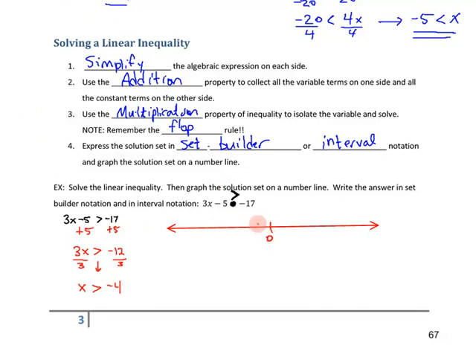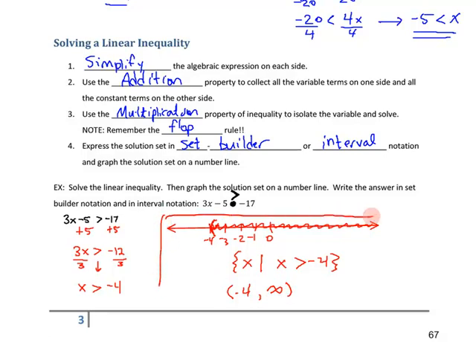Here's 0, go to 1, 2, 3, 4. Here's negative 1, negative 2, negative 3, negative 4. Greater than negative 4 means this direction, shaded to the right. The set builder notation would be the set of all x such that, and then just write the solution inequality, x greater than negative 4. If I write it as an interval, it's easiest to look at the picture to see the interval. It starts at negative 4 but doesn't include it and goes all the way up to positive infinity. So there are your 3 versions of the solution set.